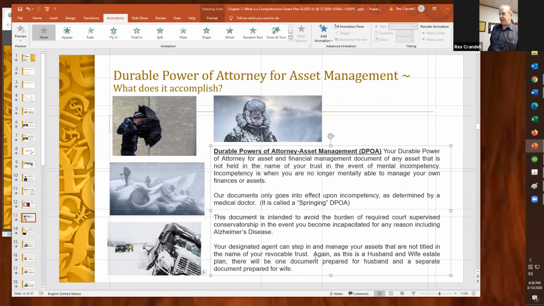So it's a useful document, it's required. We generally put the trustee and the agent under the durable power of attorney as the same persons. So they're handling the trust and they're handling the assets outside the trust.